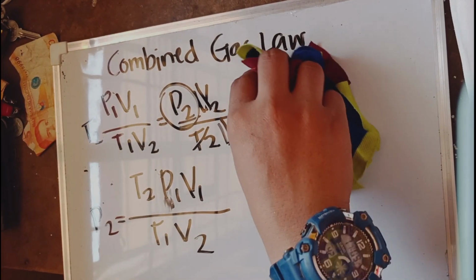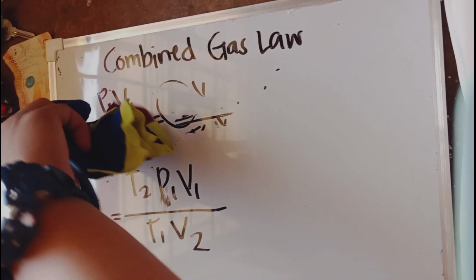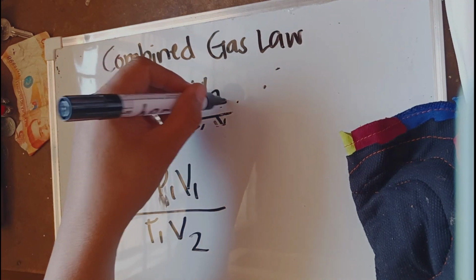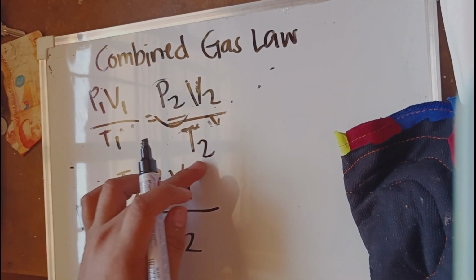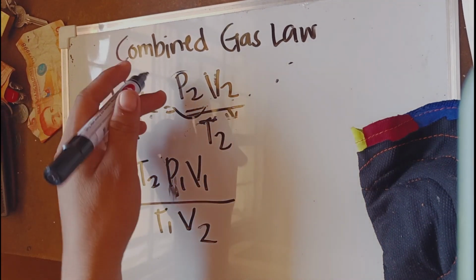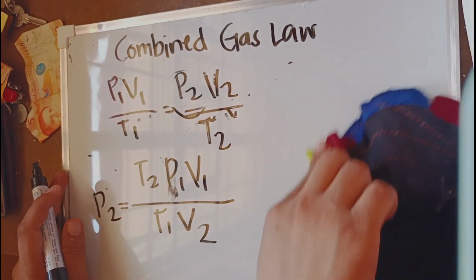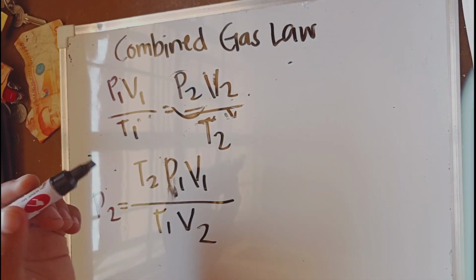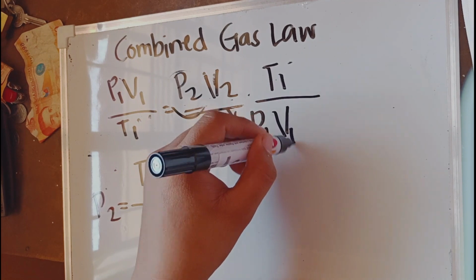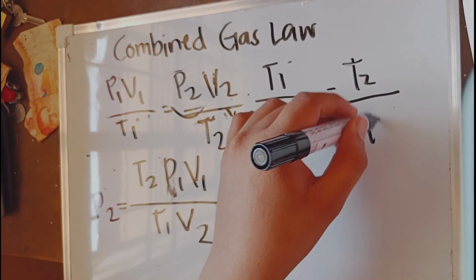Okay, erase this first. If you're looking for temperature 2, you cannot directly put temperature 2 here. I mean, you cannot directly put pressure 2 and volume 2 here, right? So you also need to put them on the top as numerator. So you'll be having a formula of temperature 1 over pressure 1, volume 1 is equal to temperature 2 over pressure 2, volume 2.